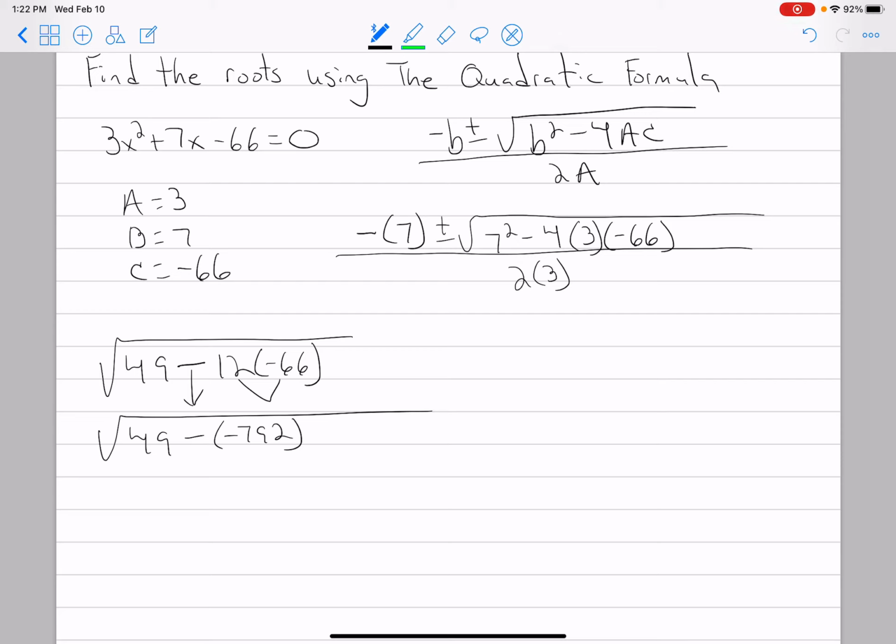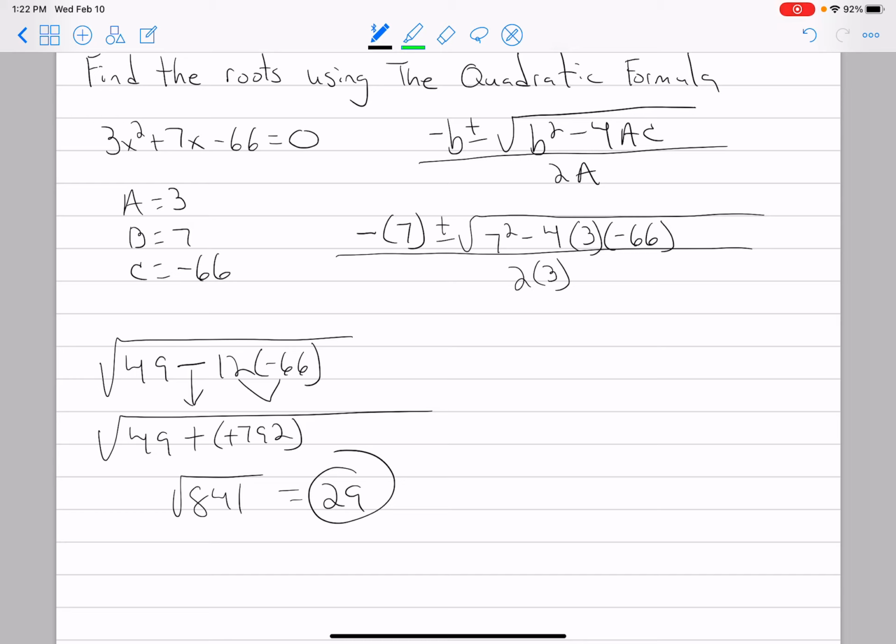And we know minus negative is the same as plus positive. So 792 plus 49 equals 841. And let me check that. Can I take a square root of 841? Oh, snap, son! Which equals 29.